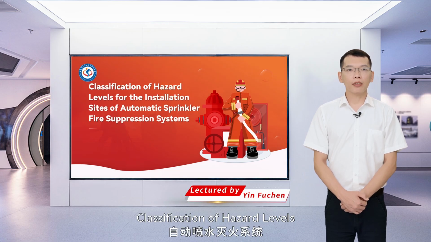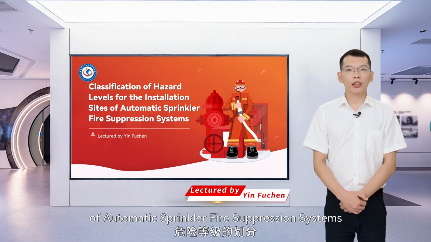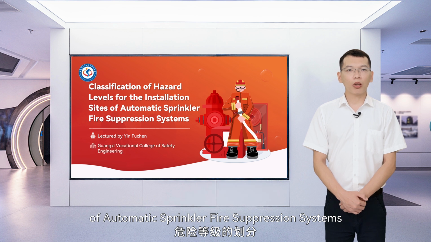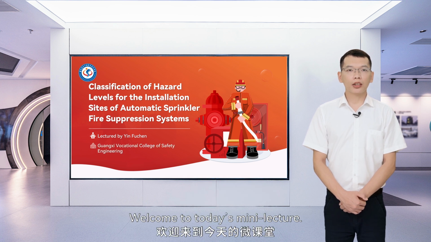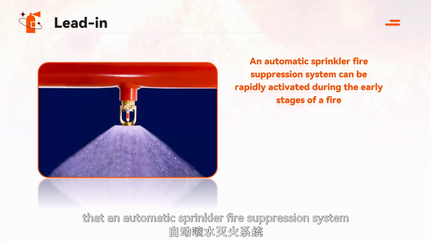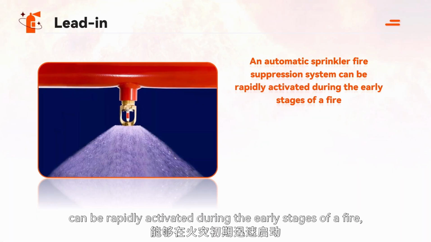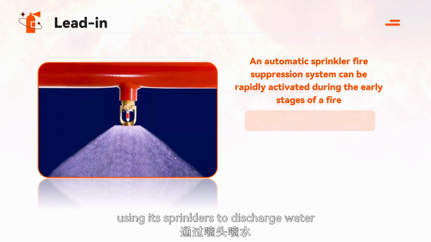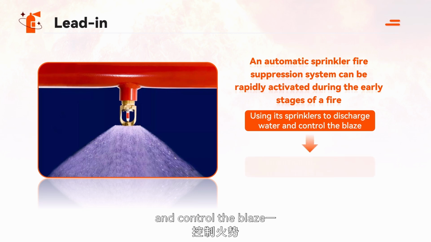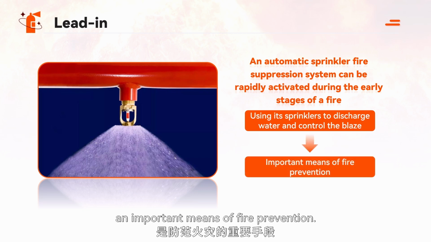Classification of hazard levels for the installation sites of automatic sprinkler fire suppression systems. Welcome to today's mini lecture. We all know that an automatic sprinkler fire suppression system can be rapidly activated during the early stages of a fire, using its sprinklers to discharge water and control the blaze, an important means of fire prevention.